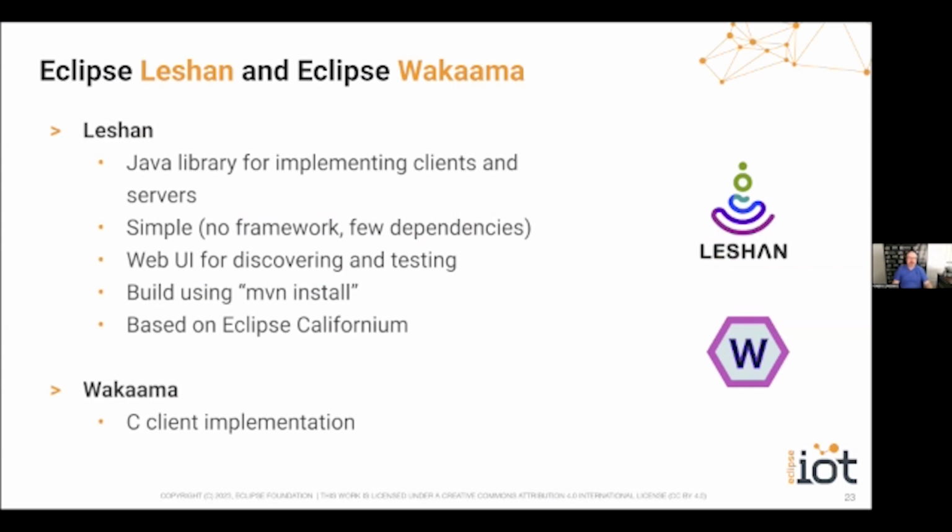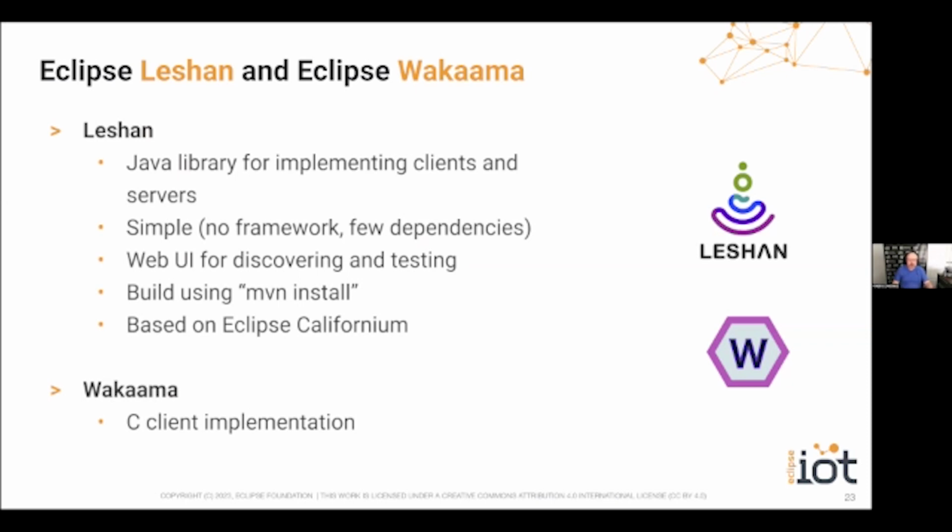So at Eclipse, we've got two projects that implement lightweight M2M. So Eclipse Leshan is a Java library for implementing clients or servers. So it's not a full-blown solution, but really a set of primitives that you can use in order to add lightweight M2M support to a platform that already exists, or maybe one that you are building from the ground up. It's really simple. It doesn't use any framework, or at least no external third-party framework, and has very few dependencies. And it comes with a web UI, to discover devices and testing.